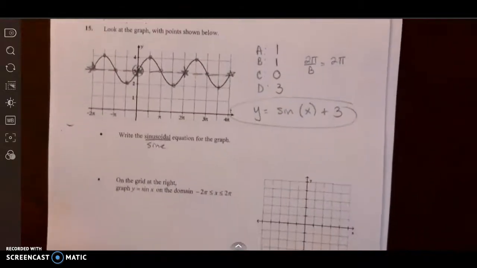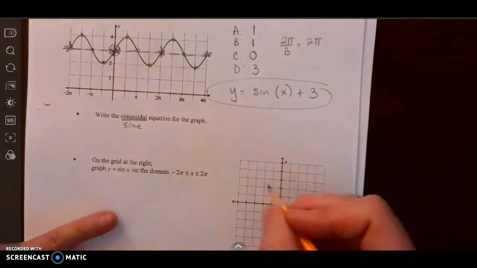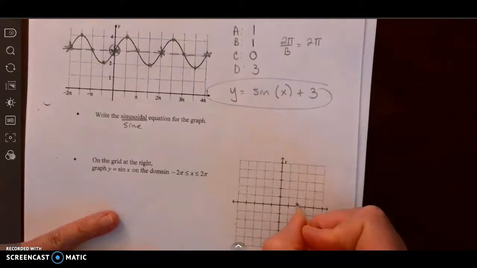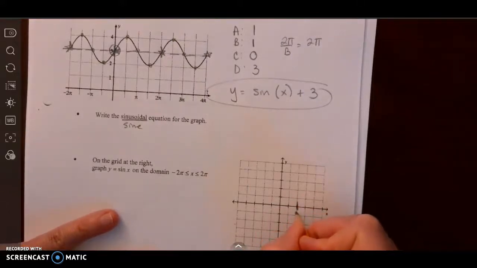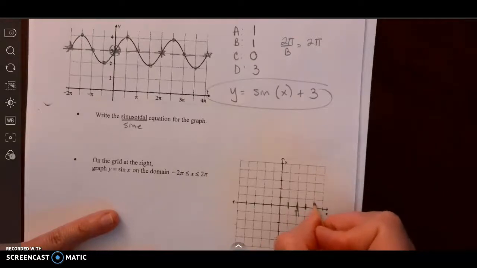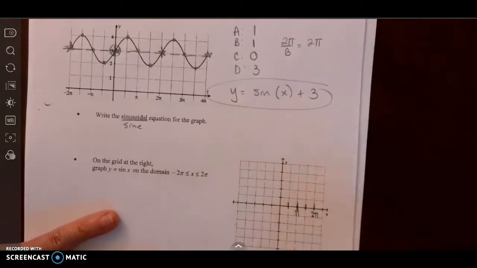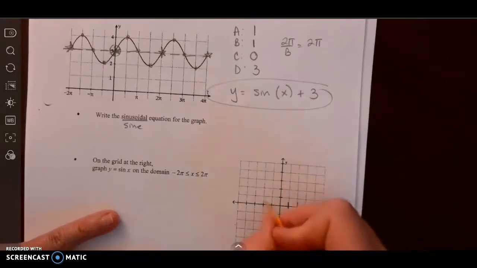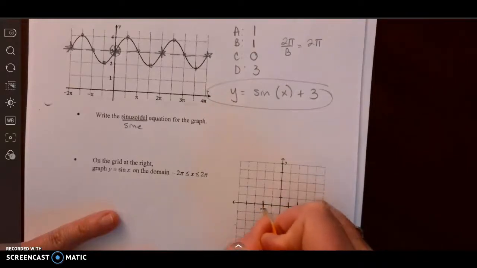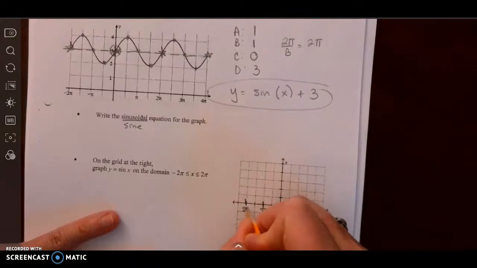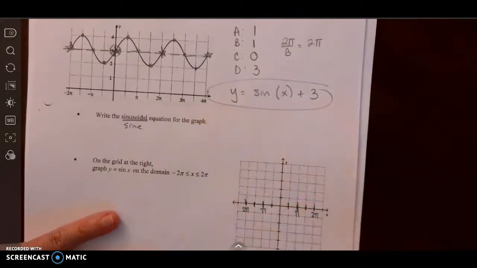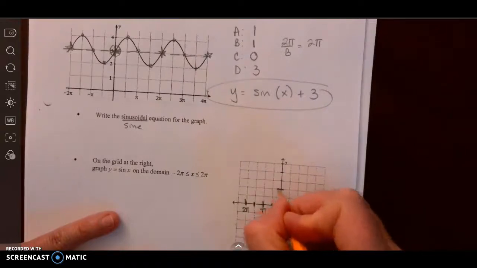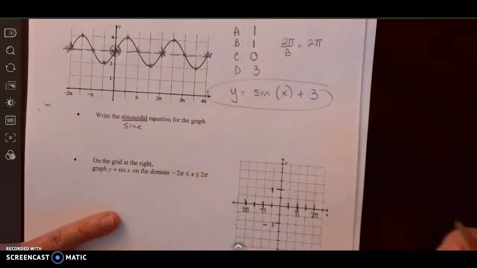And lastly, on the grid at the right, graph the sine of x on the domain negative pi, 2 pi to 2 pi. I'm going to let this be my, because each of these is going to be a pi over 2. So this is pi. And then this would be 2 pi. So half of a pi, pi, 3 pi over 2, 2 pi. So this is like my 4 corners. Same thing here. This would be my pi and my 2 pi. And then these are my pi over 2 and 3 pi over 2. I'm going to let this be my 1 and this be my negative 1.